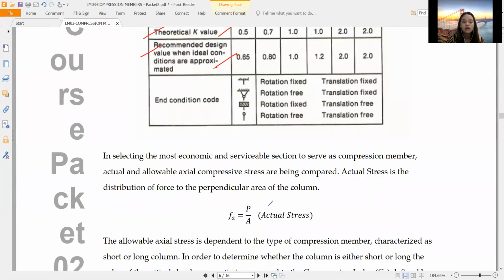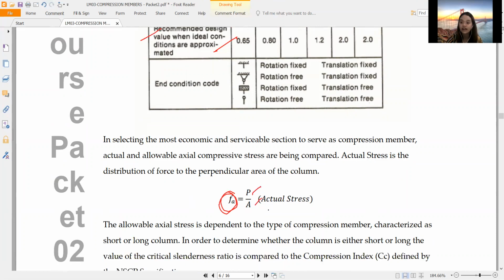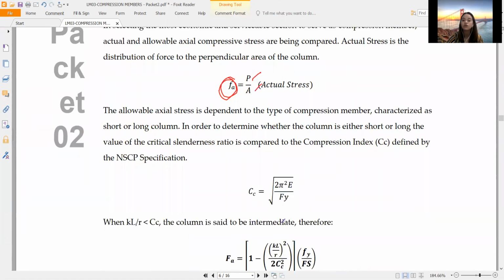Okay. So now, in selecting our most economic section, the first thing we have to do in designing is to select, of course, our section. For us to select our section, we need to identify our stress, the actual stress or the allowable stress. Then solve for your P and solve for the area. From the area we get your required area of your section. We have to categorize whether your column is a short column or a long column in order for us to solve this.